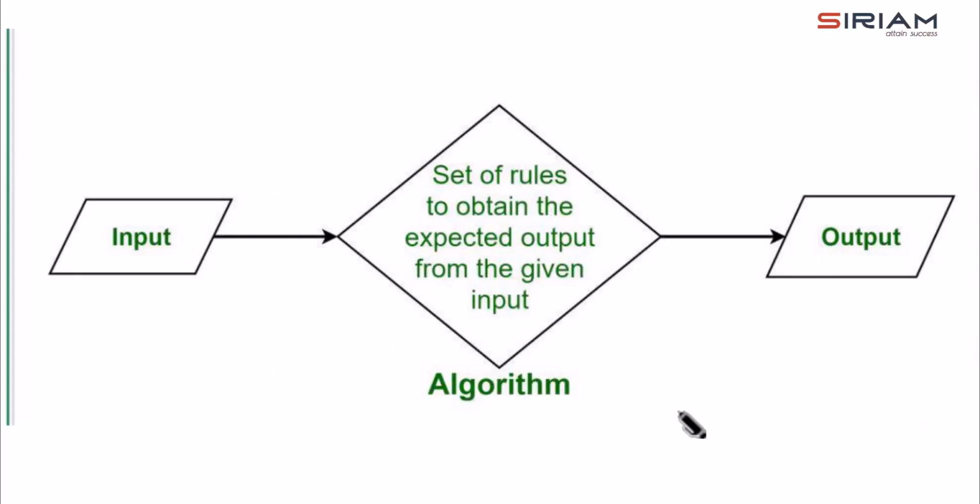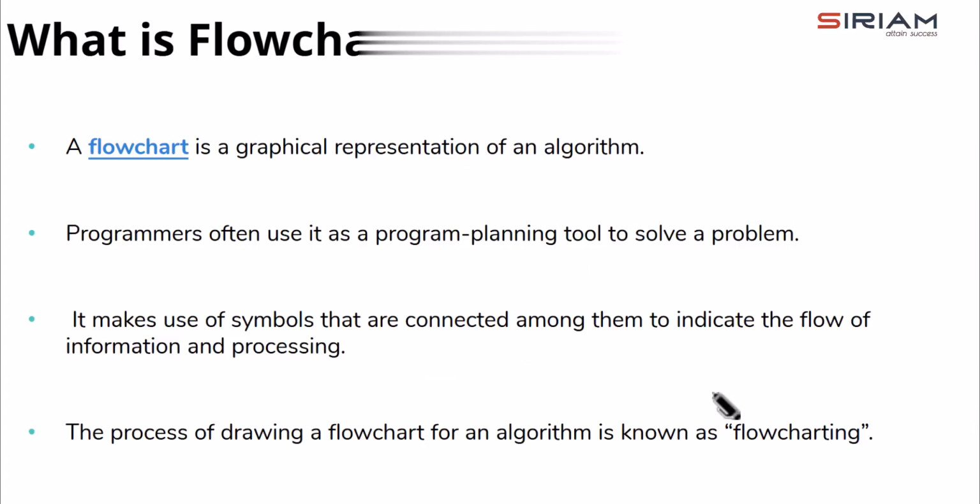The next is the flowchart. Now, what is a flowchart? A flowchart is a graphical representation of an algorithm. We represent the algorithm using graphical figures like oval, rectangle, parallelogram. We basically make a flowchart that tells us more about the flow of the program: what will happen if the condition is false, what will happen if the condition is true. Programmers often use it as a program planning tool, or we can say a designing tool, to solve a problem. It uses connected symbols to indicate the flow of the program or information. The process of drawing a flowchart for an algorithm is known as flowcharting.